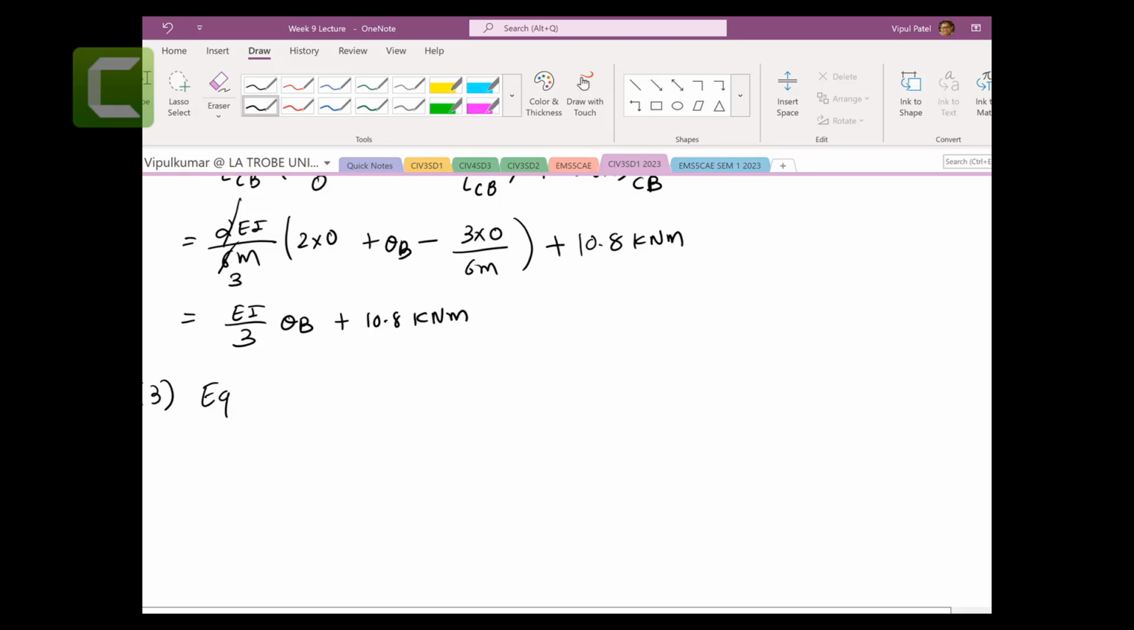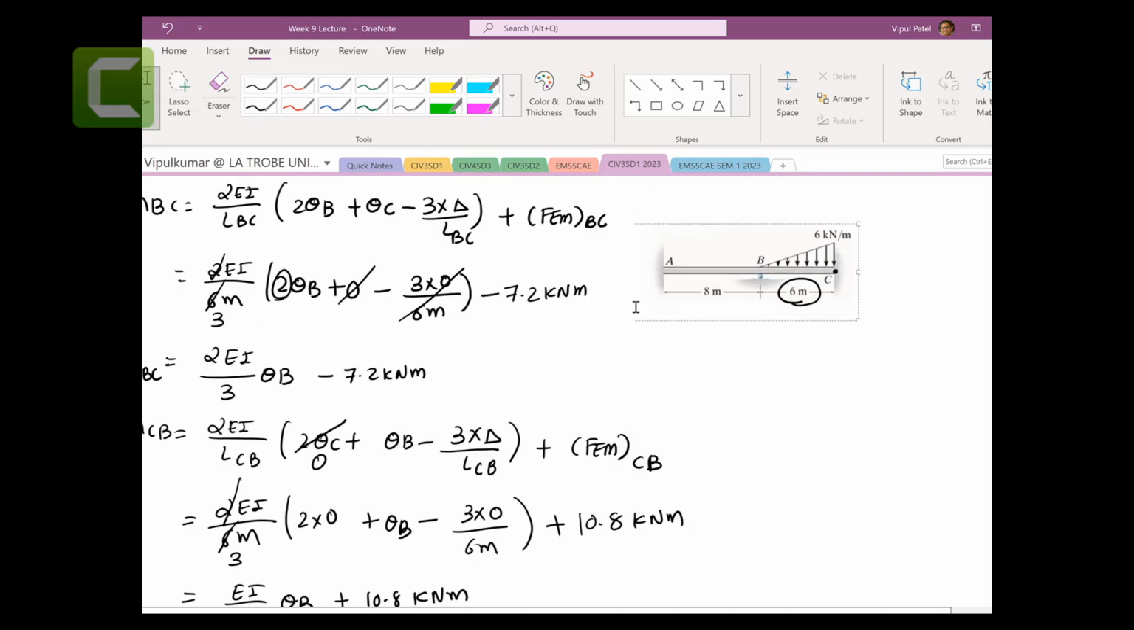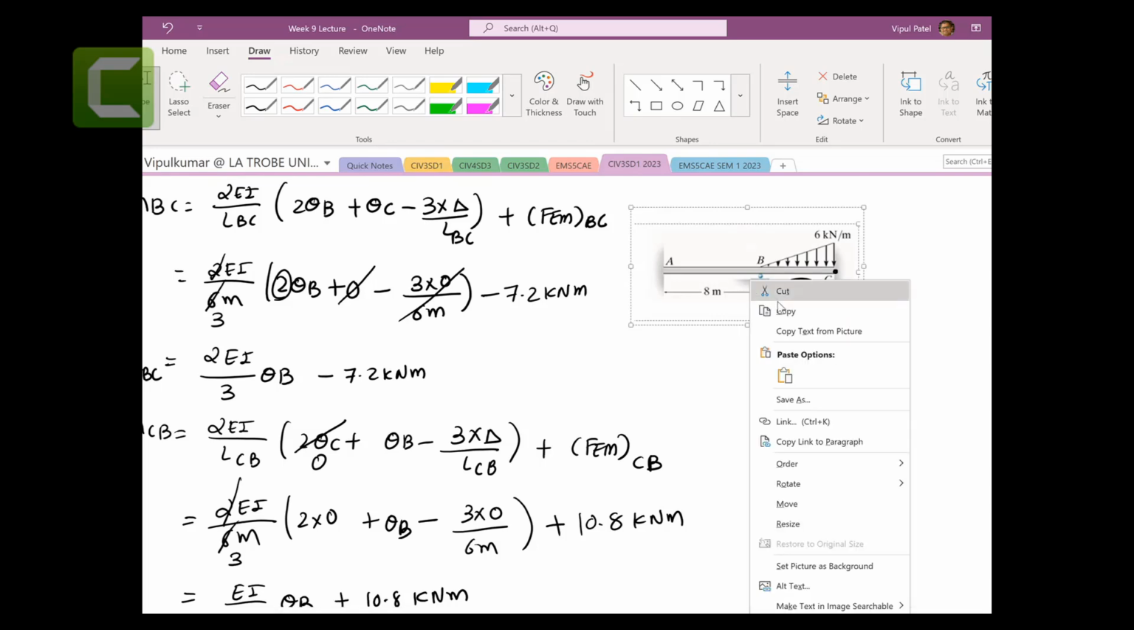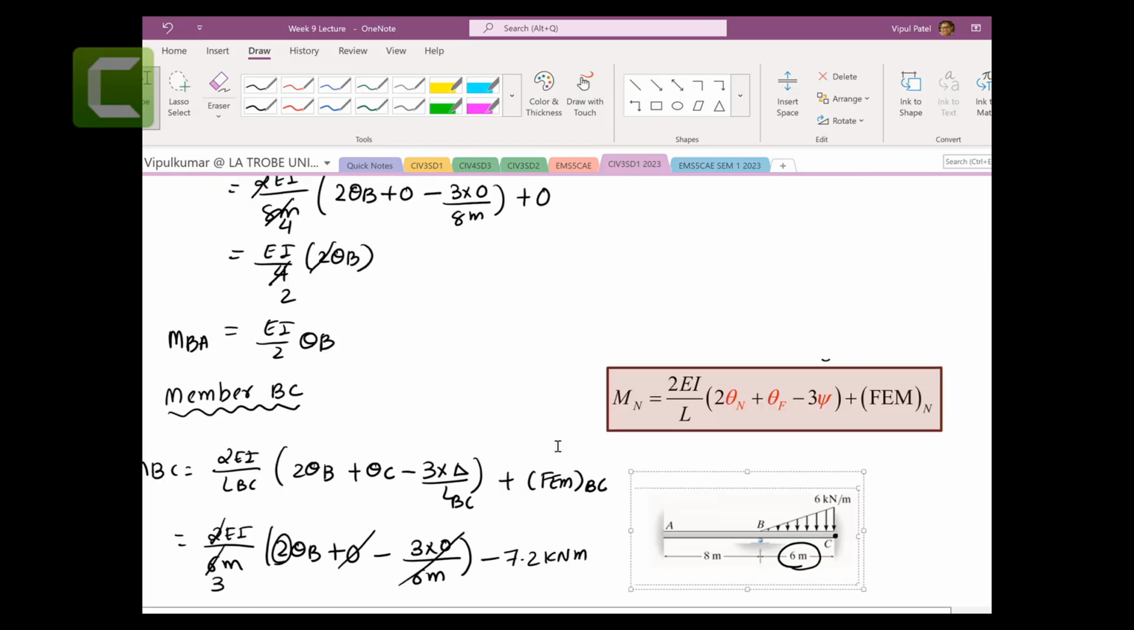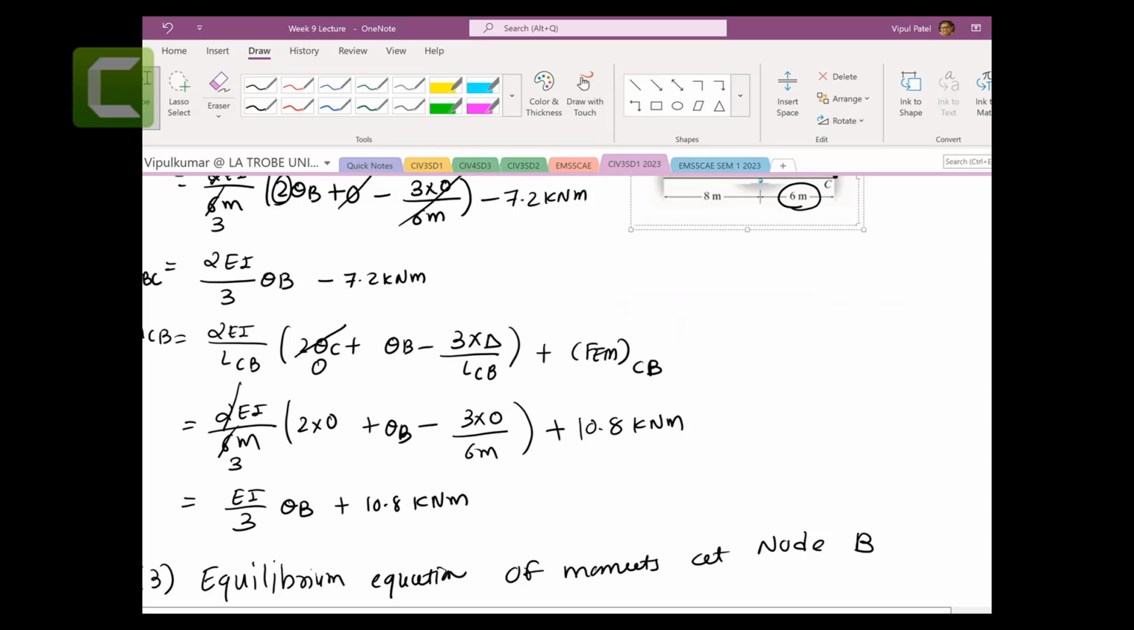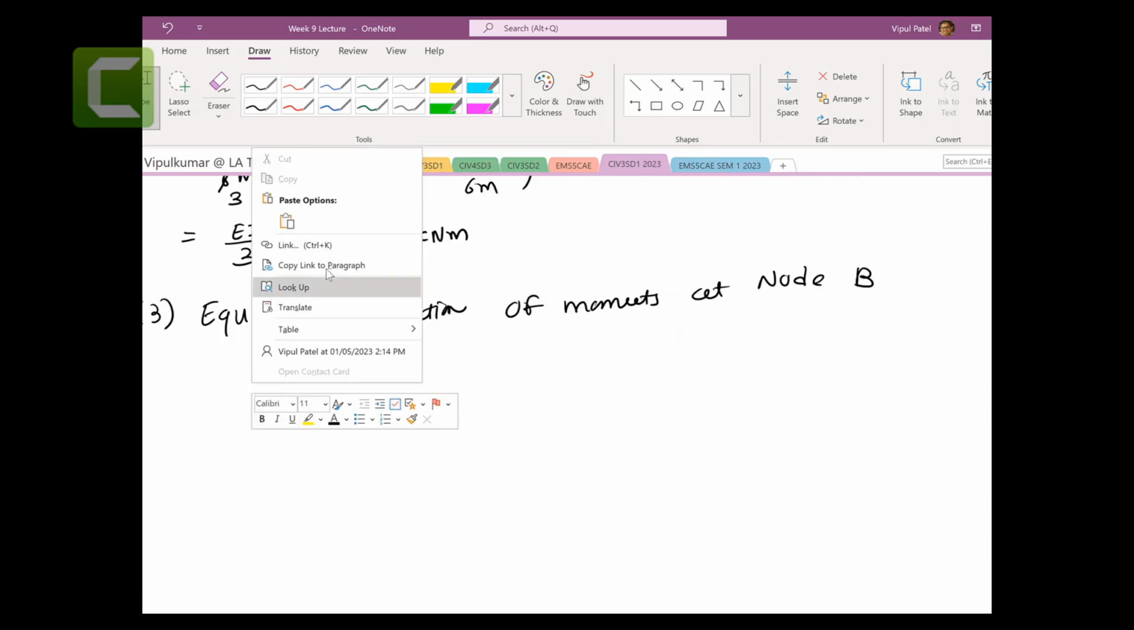So we're going to use equilibrium equations of moments. So moment equilibrium at node number B. Why do we choose node number B? Because at that node we have equilibrium, because you can see the kinematic indeterminacy. You remember that, right? So node number B is the one that we make unstable. So we make it fixed and so on.